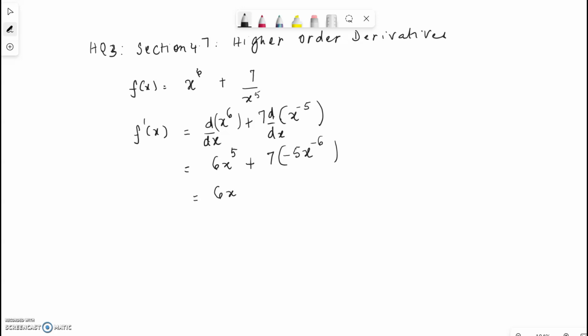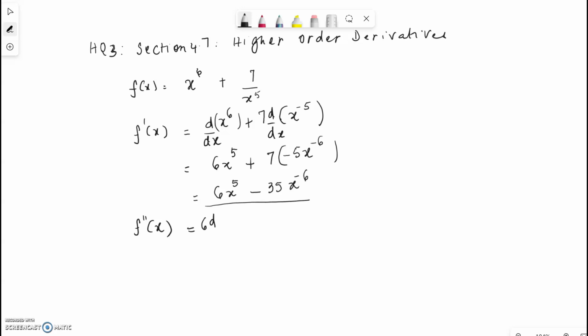Simplifying, we get 6x to the 5th minus 7 times 5, 35, x to the negative 6th. Now, if we had to stop here, I would bring the x to the negative 6th to the denominator and make it x to the 6th. But since we have to find the second derivative, I'm going to just leave it at that. I differentiate the first derivative once again.